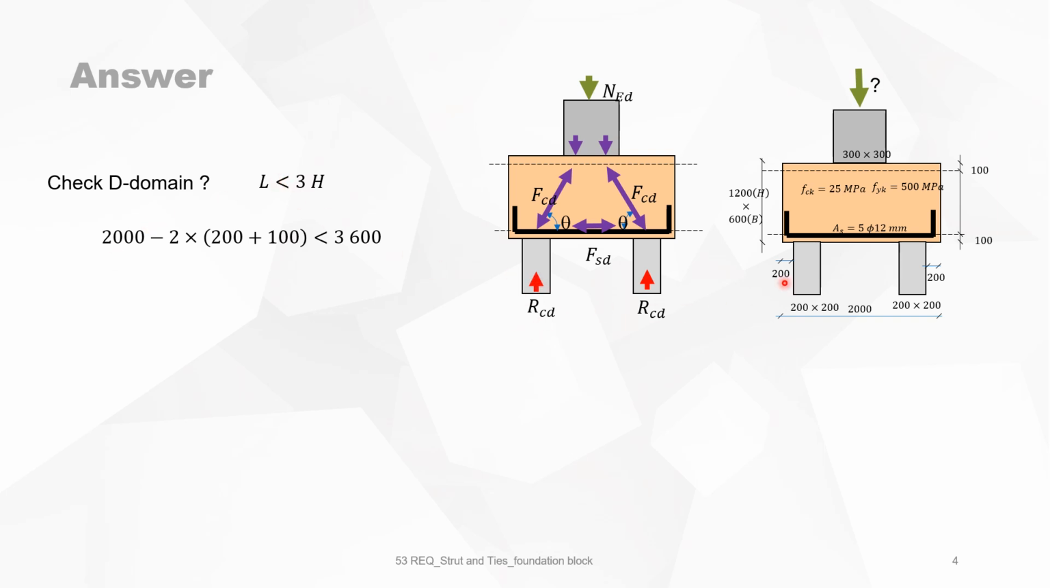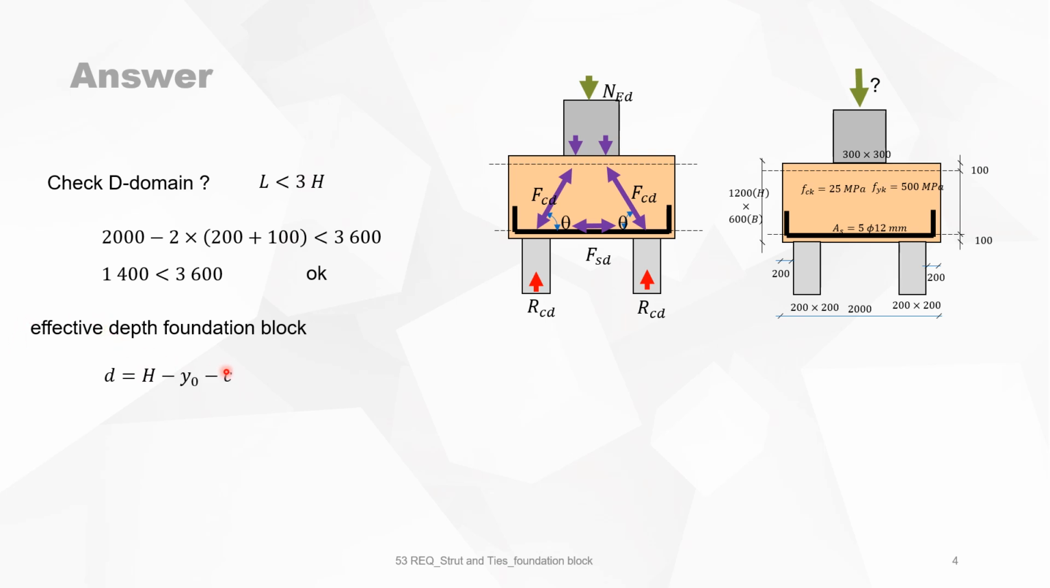So L is of course the 2 meters minus the 200, minus half of the width of the support, minus 100, and this 2 times. So this amount is less than 3,600. So we are in D domain and we can use strut and tie theory.